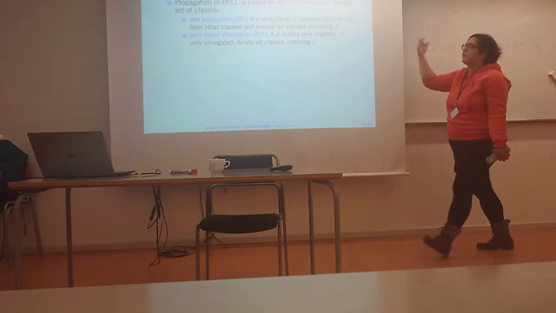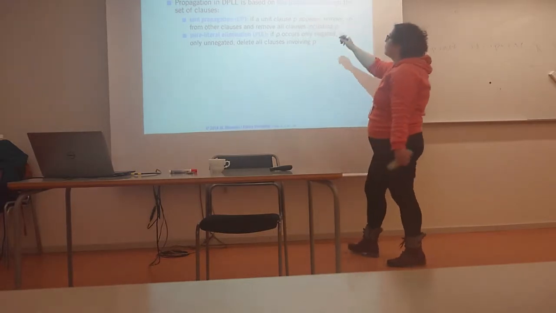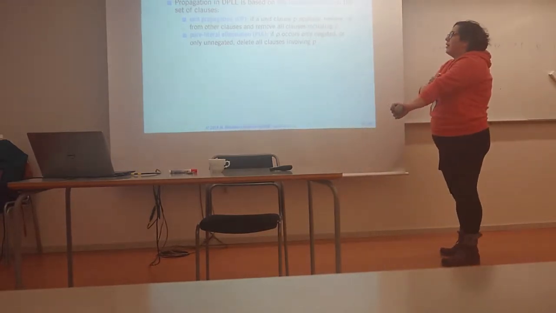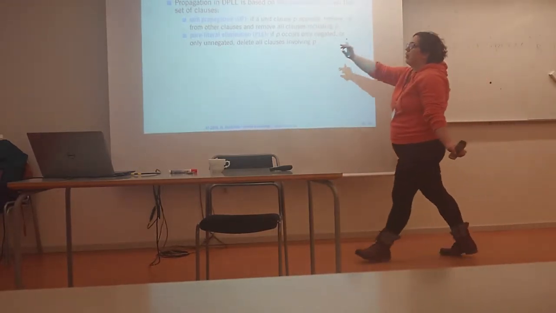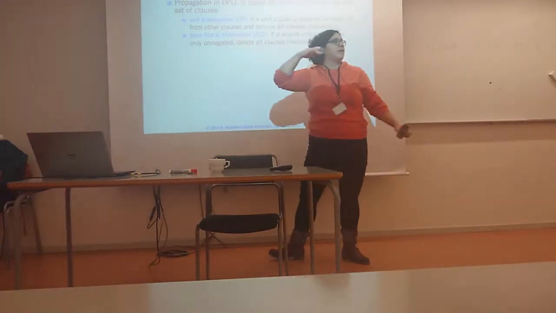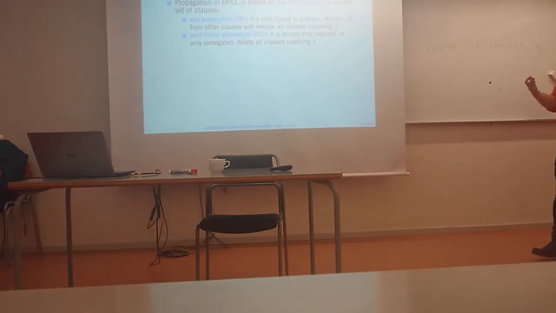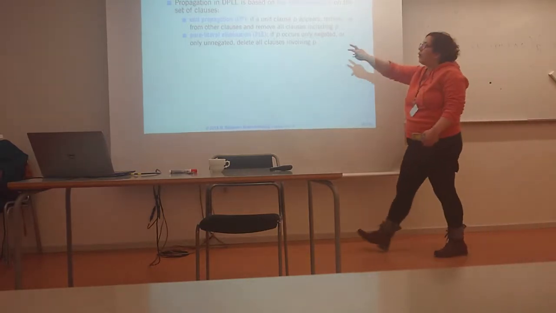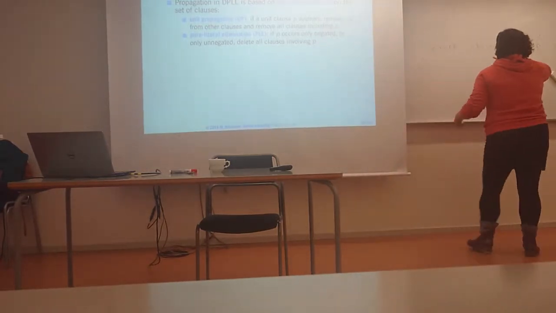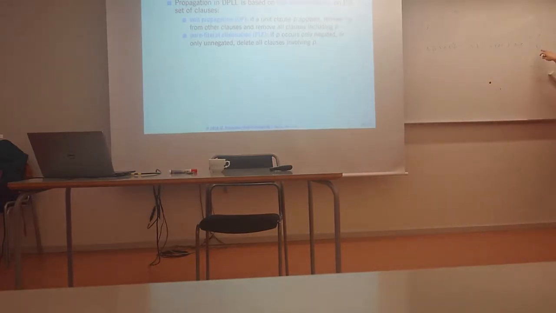So the rule is: if a unit clause P appears, remove not P from all other clauses, because it doesn't help the decision over that clause, and remove all clauses including P, because we know that P is true and we don't care about the decision over the other literals in those clauses. So the idea behind it is very simple.